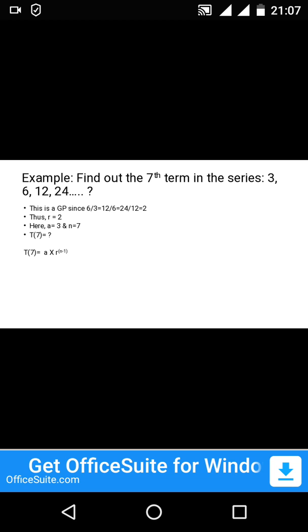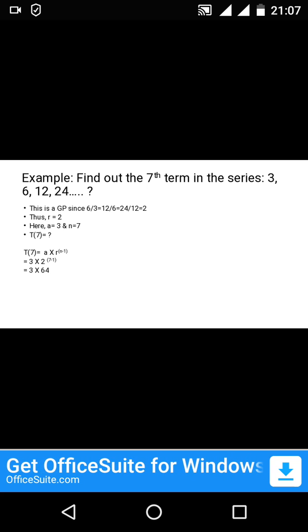And now we'll be putting the values in the formula. So a is 3, n is equal to 7. So T7 is equal to 3 into (2 raised to the power 7 minus 1). So this is basically 3 into 2 raised to the power 6, and 2 raised to the power 6 is equal to 64. How? 2 into 2 into 2 into 2 into 2 into 2, 6 times, it would be 64.